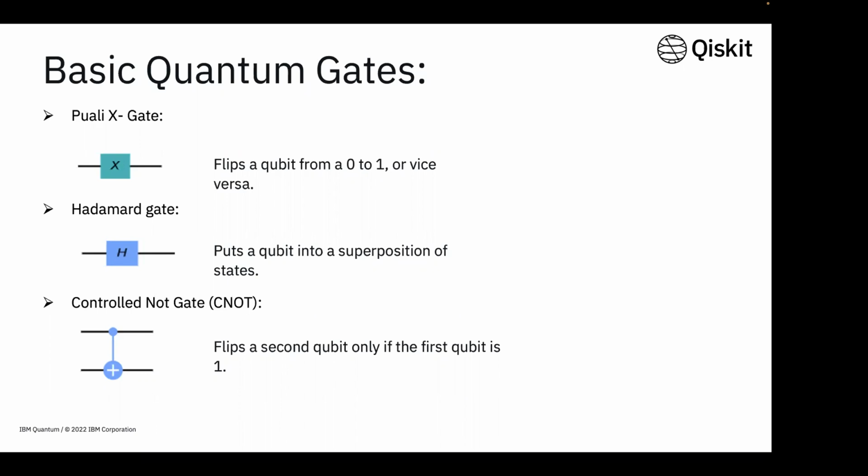The second gate is a Hadamard gate. It just puts a qubit into a superposition of states. Since I talked about superposition, 0 or 1: if I put the H gate in front of a qubit which is in 0, and all qubits start in the 0 state, it will be in a superposition of 0 and 1. So to put a qubit in superposition, we use this Hadamard gate, the H gate.